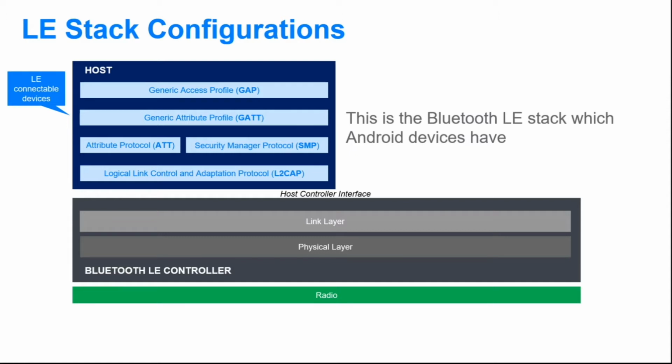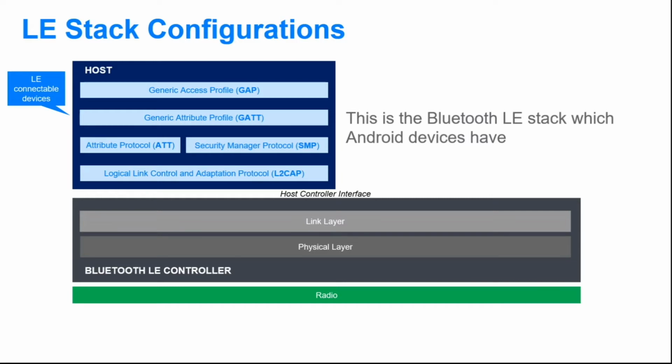GATT procedures are executed through attribute protocol PDUs, that's protocol data units, that are exchanged over the air between the two devices. And so when you call an Android API, what you're usually doing is driving a GATT procedure, which will result in an exchange of one or more attribute protocol PDUs between the two devices.